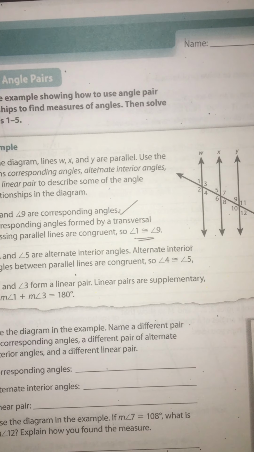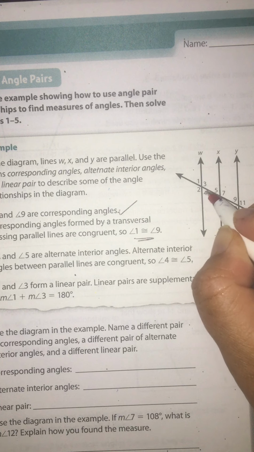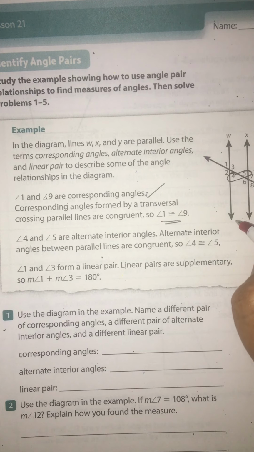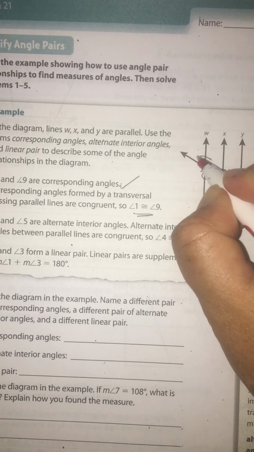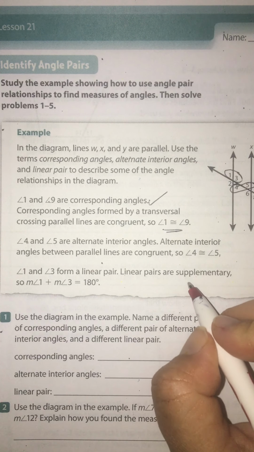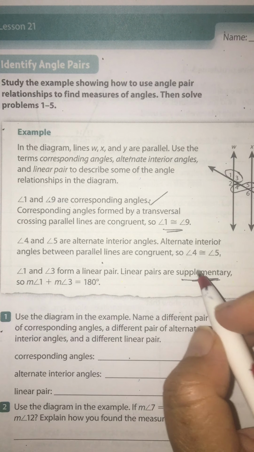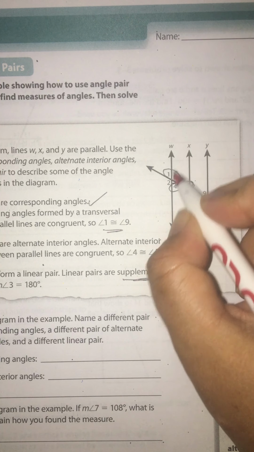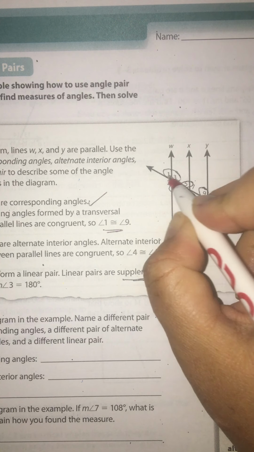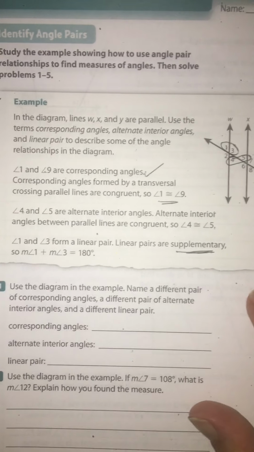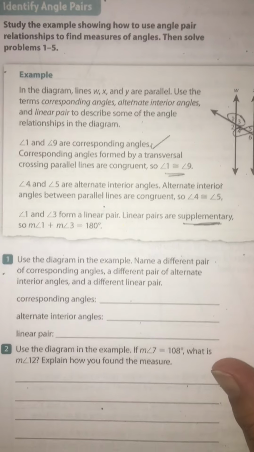So when they say alternate interior, that's 4 and 5. So that means they're across from each other. All right, and then 1 and 3 work together as well. They're on the same side of the line, and that's what they call supplementary. Okay? Corresponding was 1 and 9, so that just means that they're maybe separated by different things, but they're still the same angle. Okay? So that will just come with time memorizing it.